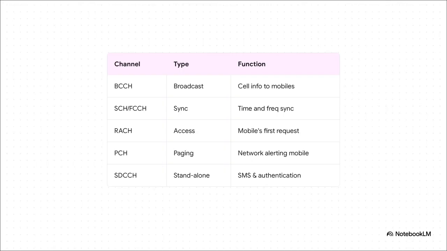But honestly, having just traffic lanes would result in total, utter chaos. To keep the traffic flowing safely, the network uses a bunch of signaling channels. The BCCH acts kind of like a lighthouse, constantly broadcasting cell info. The SCH and FCH make sure everyone's internal clocks are perfectly synced. When you initiate a call, your phone essentially shouts out on the RACH, the random access channel. And if someone calls you, the network pages you on the PCH. It's literally an entire invisible language of coordination happening constantly behind the scenes.